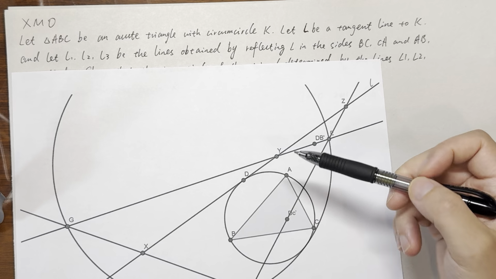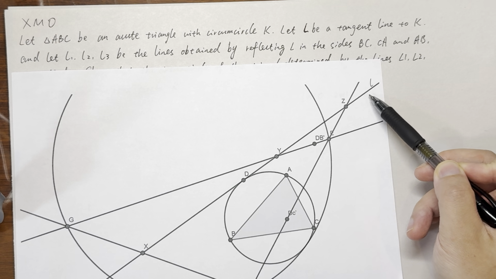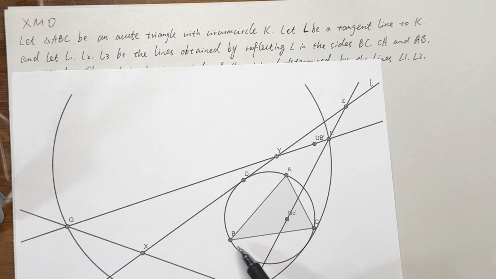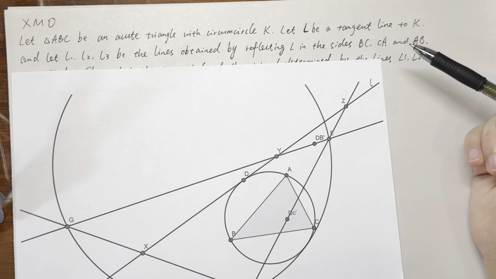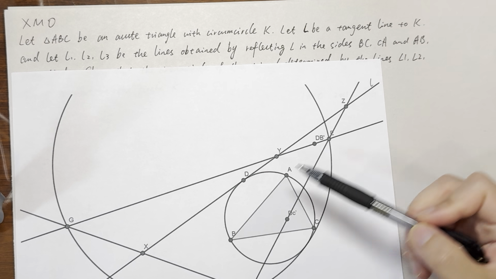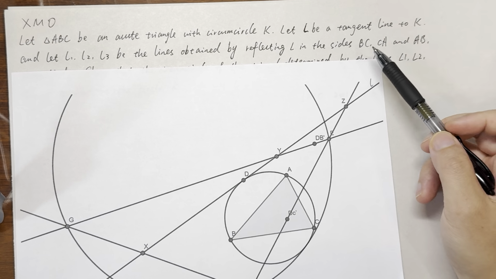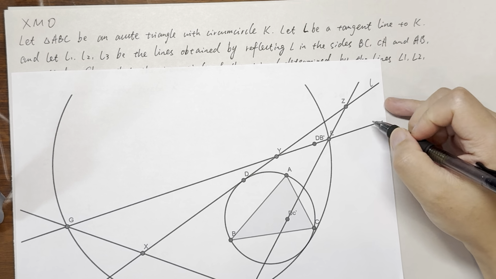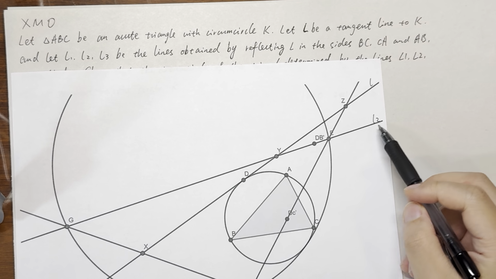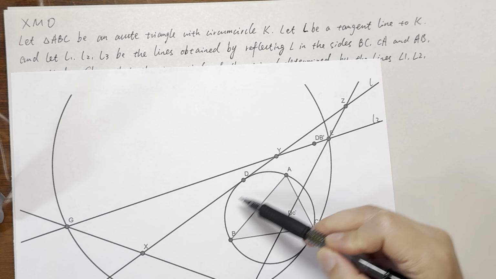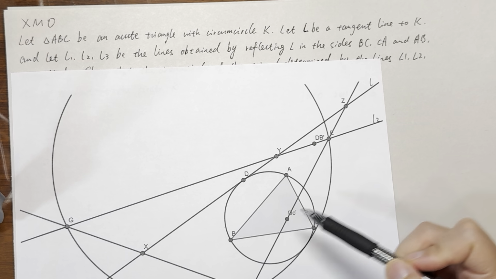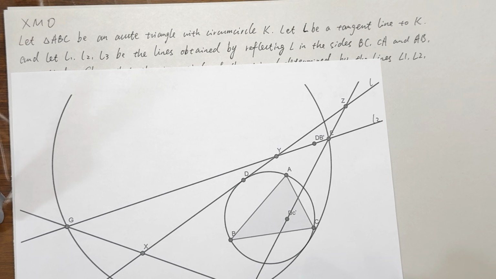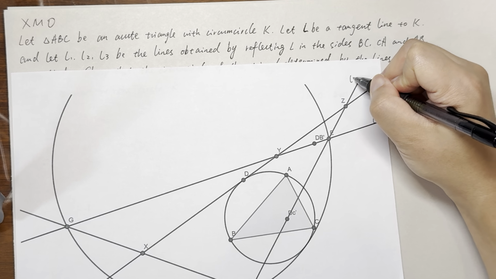So line L, reflecting to BC, we get L1. It doesn't matter the name. Here, this is L1, and this line reflecting to CA, we get L2. And this line reflecting to AB, we get L3. So this is L3.